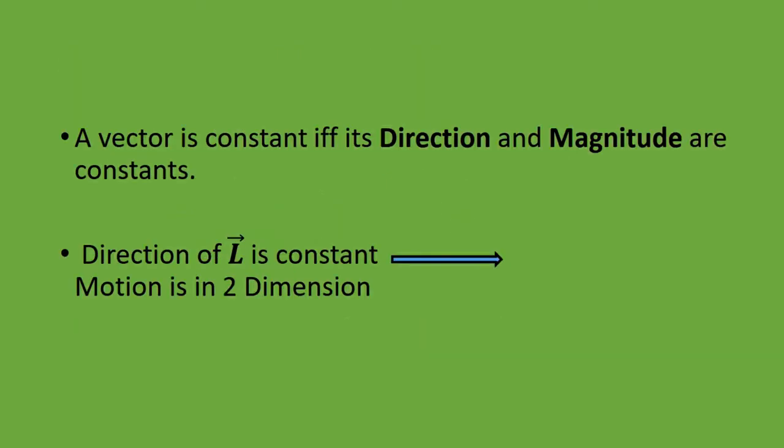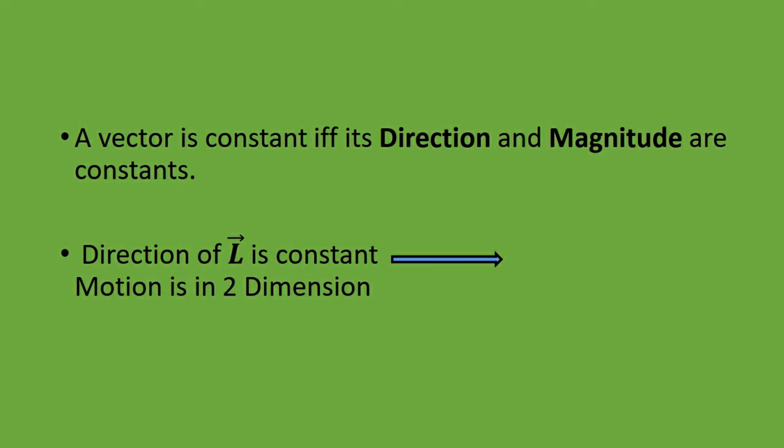Now let's continue to discuss what is the meaning of this. Now we all know that if a vector is constant, then this means its magnitude and its direction are both constants, do not change. So let's look at the direction of angular momentum. Since the direction of angular momentum is constant, which means it doesn't change its direction, and we already know that the direction of angular momentum is perpendicular to the position vector and velocity.